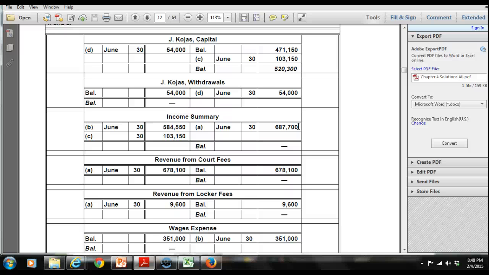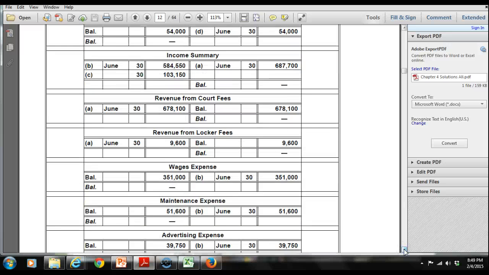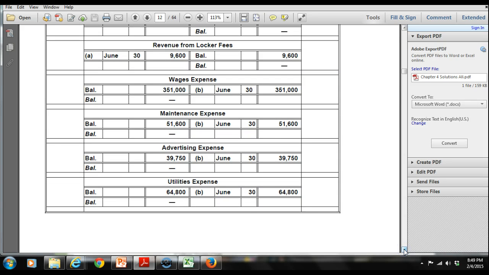Now, the next closing entry is going to be listed as a B. We are going to zero out all of our expense accounts, and we're going to close those expense accounts into income summary, which means every one of our expenses should be zeroed out, which means we credit them to zero amount. Then you're going to take the total of all those and debit it to income summary.